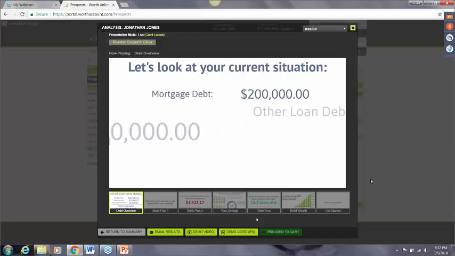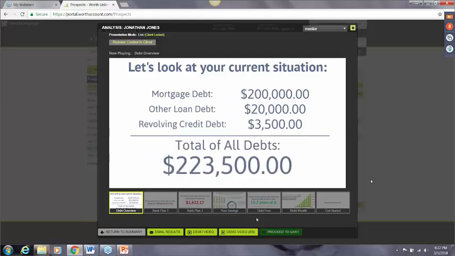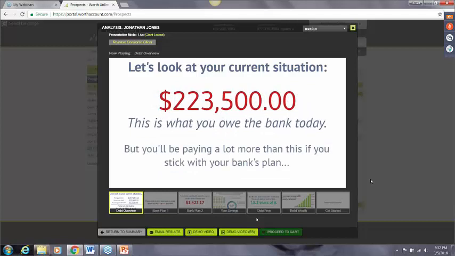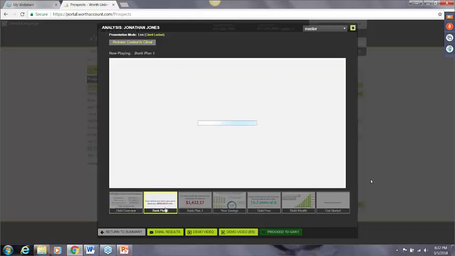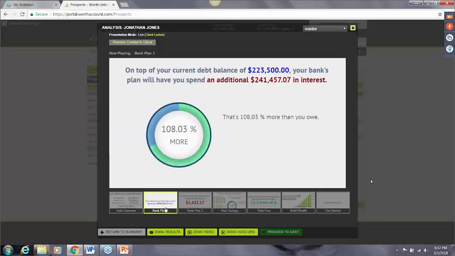Your mortgage debt is $200,000. Your other loan debt totals $20,000. Your revolving credit debt is $3,500. Total of all debts is $223,500. This is what you owe the bank today, but you'll be paying a lot more than this if you stick with your bank's program. On top of your current debt balance of $223,500, your bank's plan will have you spend an additional $241,457 in interest alone. So we really want to center on this, and we want them to see these numbers.